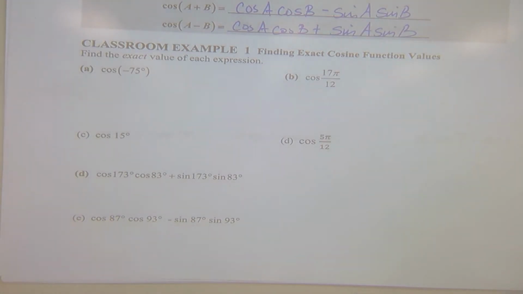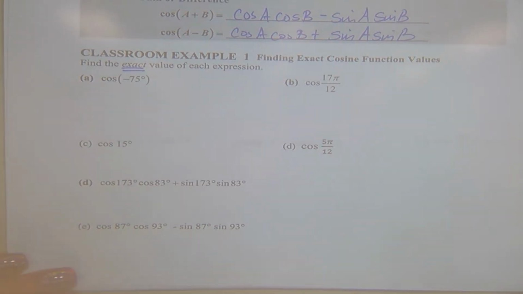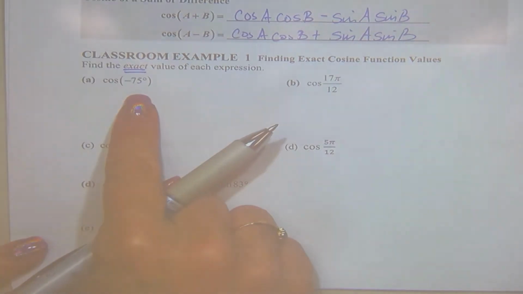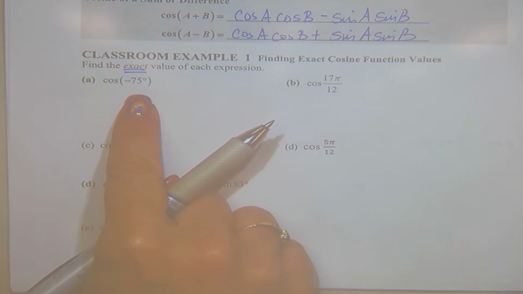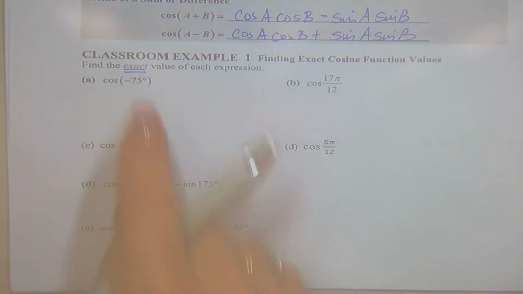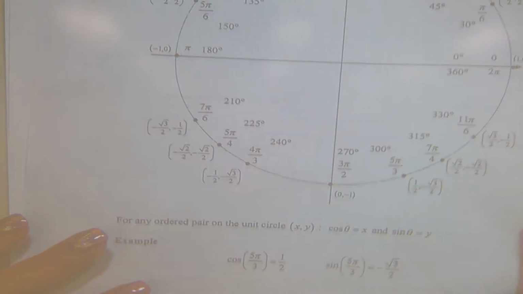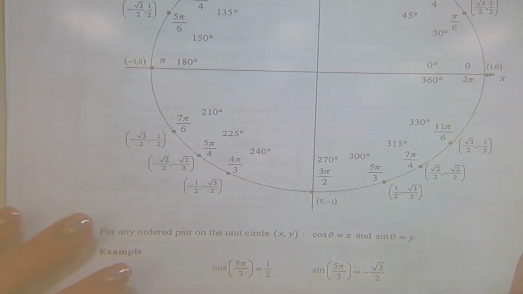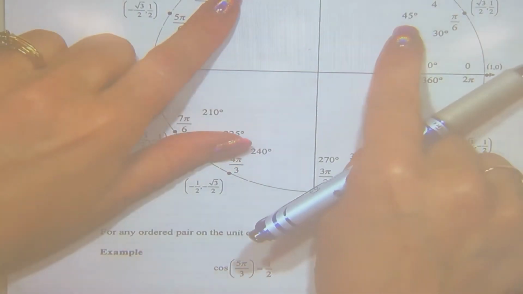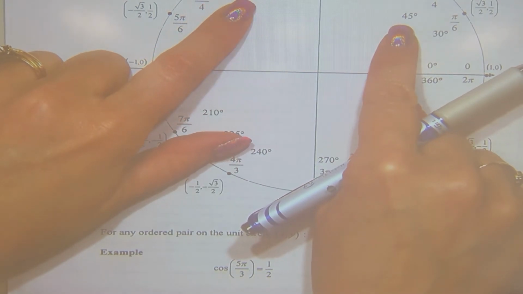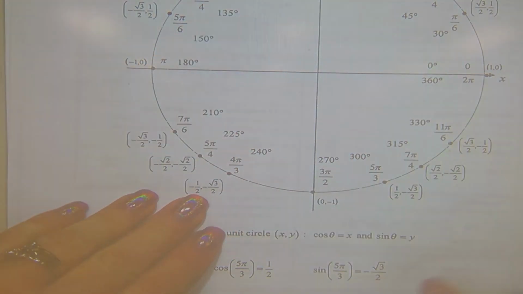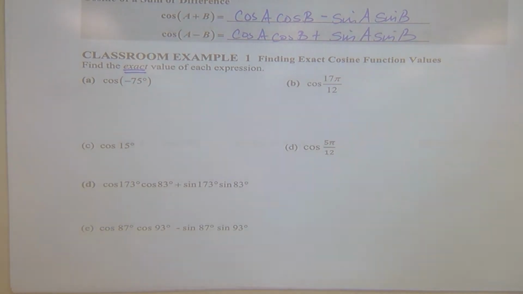Ready? Here we go. I need to figure out the exact value. That means I'm not using my calculator. I have to do it using identities. If I just needed an approximate value, I could just use my calculator, but that's not going to help me find an exact value. So I need to come up with two angles on my unit circle who either add or subtract to give me negative 75 degrees. So let's look at our unit circle. I've done this already, so I can tell you that 45 minus 120 is negative 75. So here we go.